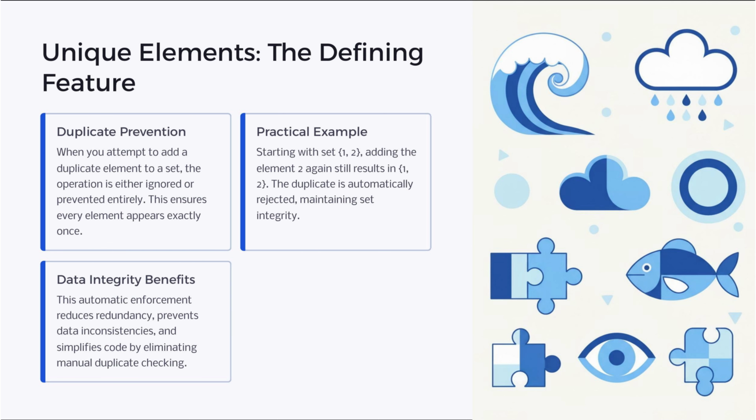Sets inherently prevent duplicates, ensuring each element is unique. For instance, adding 2 to set {1, 2} results in {1, 2}, as duplicates are ignored. This feature enhances data integrity by reducing redundancy and preventing inconsistencies, simplifying code by eliminating the need for manual duplicate checks.